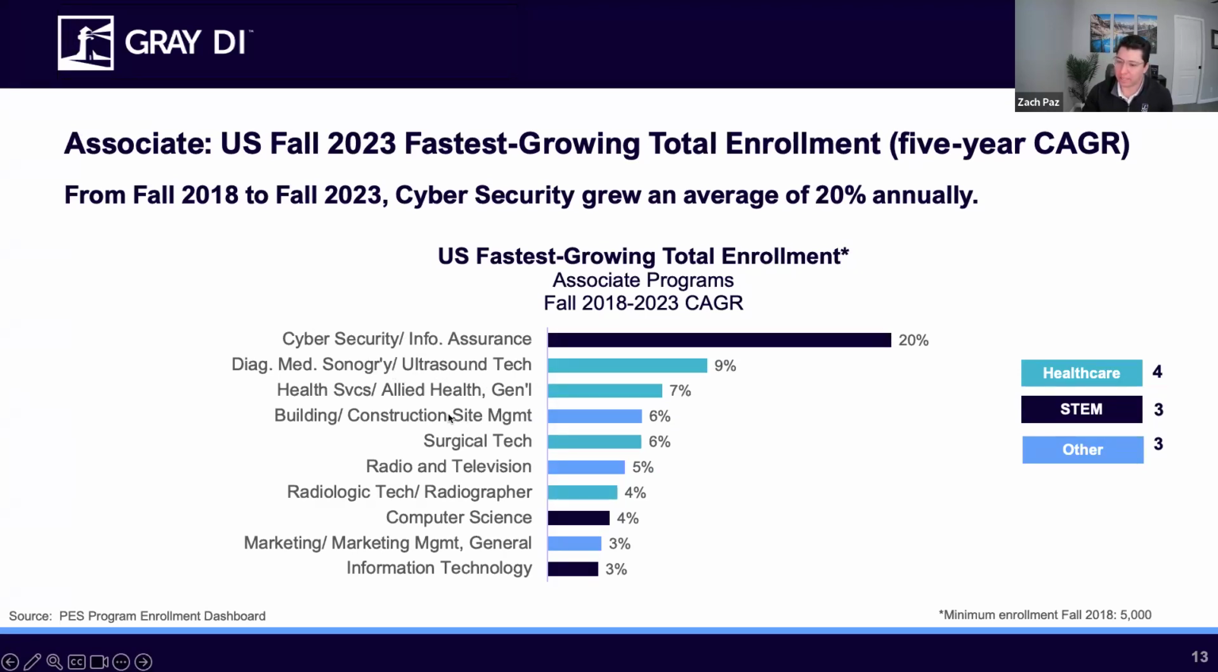The nice thing that we're seeing is that there's an even mix. It's not all driven by one area. There's 4 healthcare related, 3 that we're categorizing as STEM, and then 3 other. Some of the ones that we're seeing in the other category: marketing coming up, building, construction, site management, and radio and television.